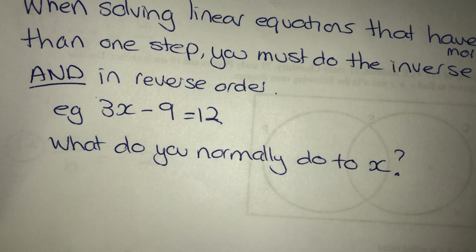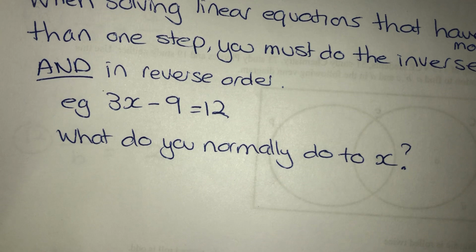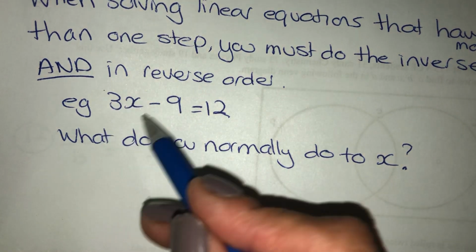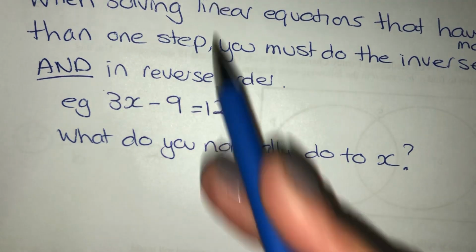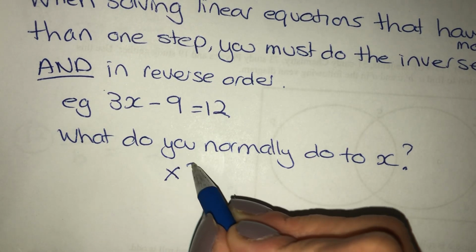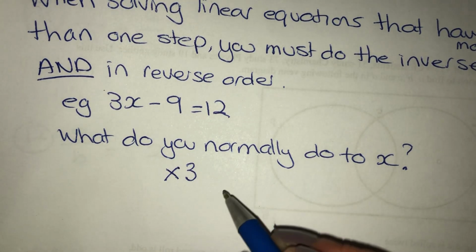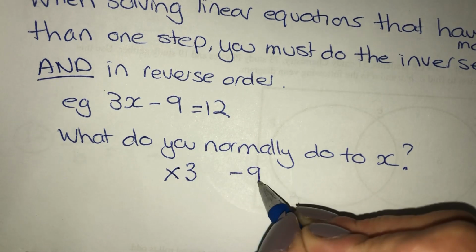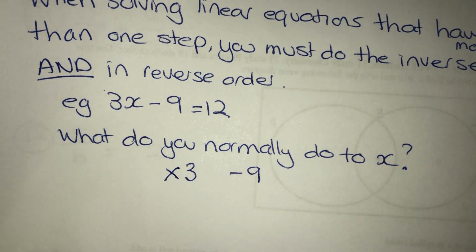Okay, what would you normally do with the x? Okay, so what do you normally do here? Like what we just did before. The first thing we did was we multiplied by 3 and then we subtracted 9. So this is, if you have a value for x, what do you do? So you multiply by 3 and then you take away 9.